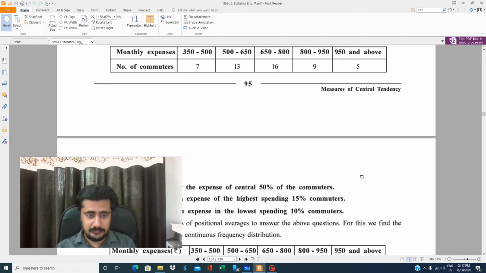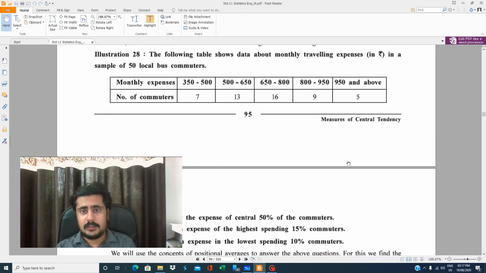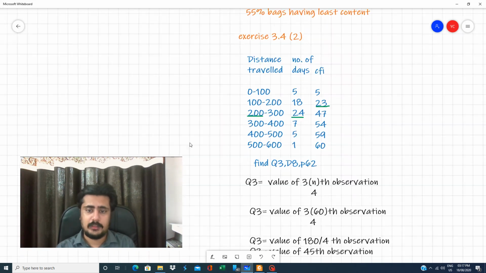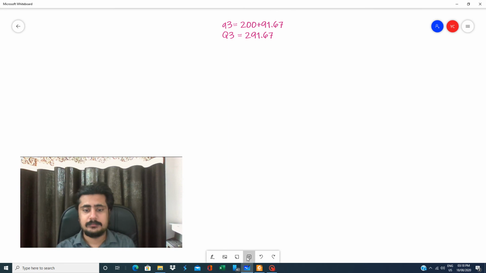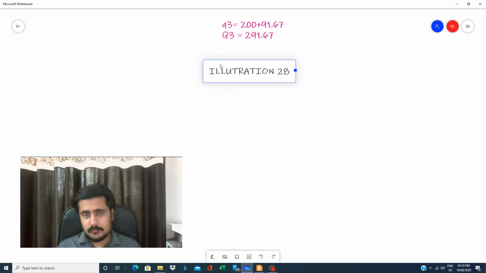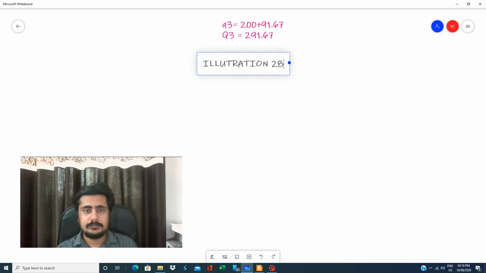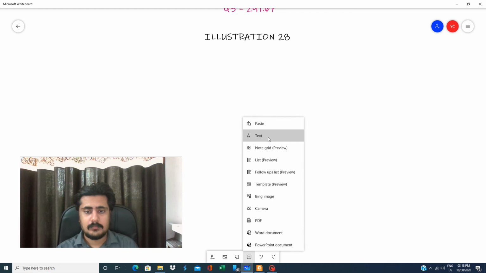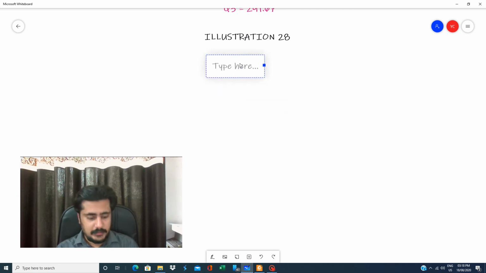See the first question. Find the limits for expense of central 50%. What does it mean? First of all, we'll be writing the question, then I'll be explaining to you how we are going to solve this sum. So this is illustration number 28.